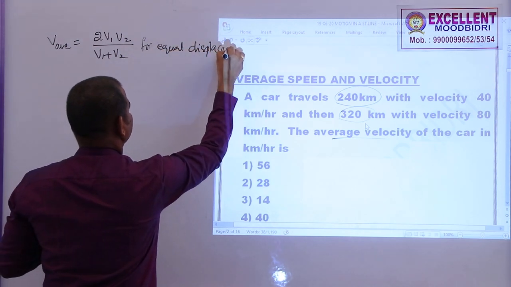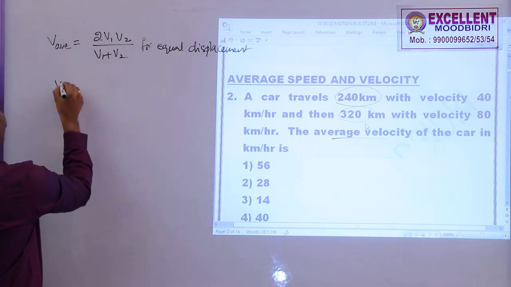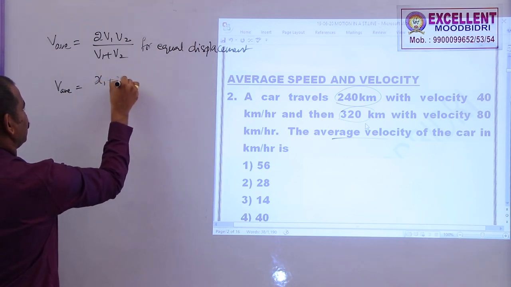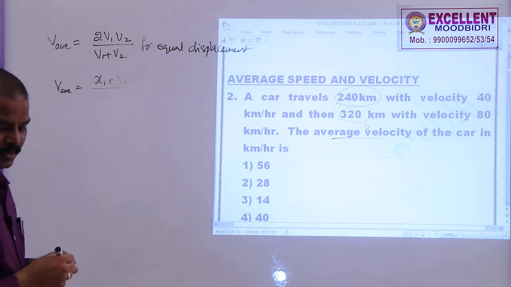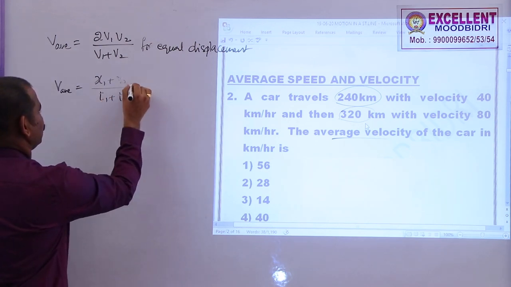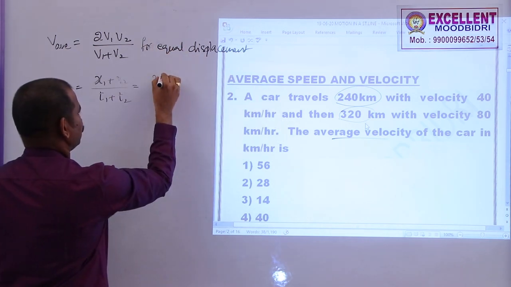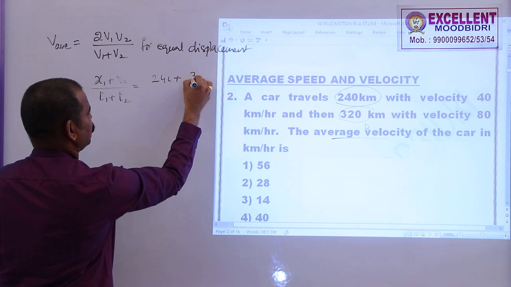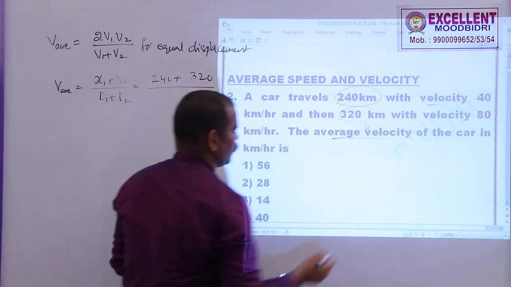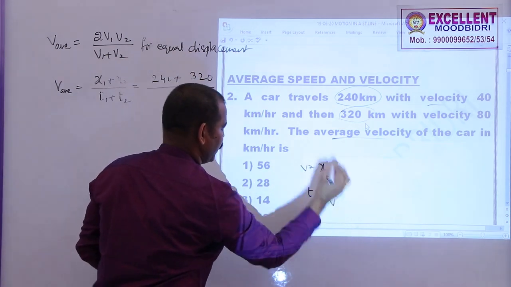This formula is for equal displacements. But if the displacements are unequal, then the formula will be V average is equal to the total displacement, x1 plus x2, divided by the total time taken, which is t1 plus t2. So what is x1? x1 is 240, x2 is 320, and the times are not given, but the speeds are given. So we know that velocity is equal to displacement by time, and time is equal to displacement by velocity.